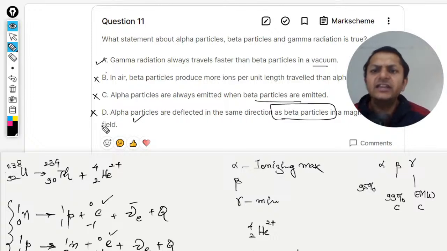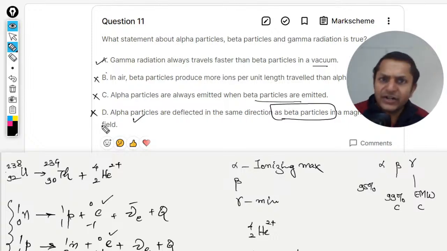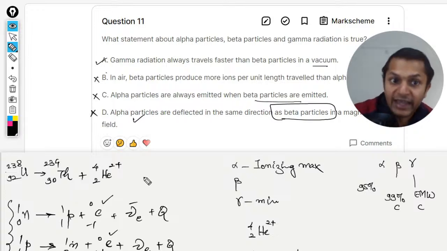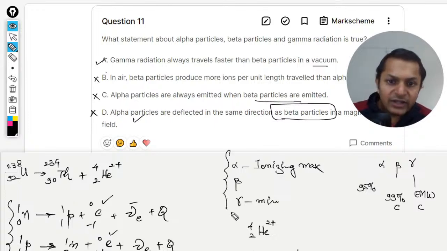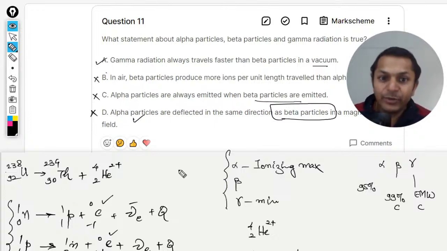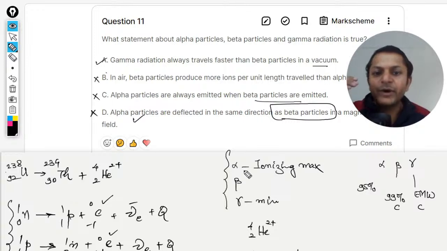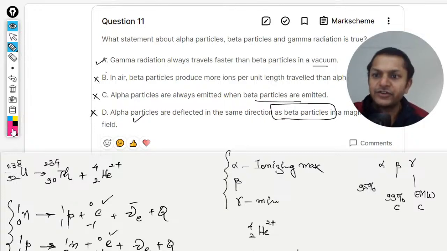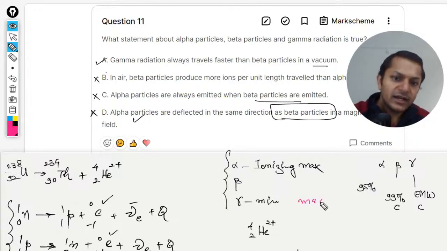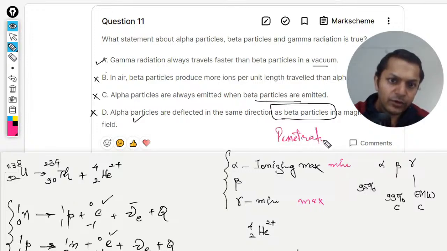So overall, we can treat D as partially correct and partially incorrect. So D is wrong, and definitely the answer is A. So this is the explanation for all of these things. Along with the ionizing power, we must talk about the penetrating power. Ionizing power is maximum for alpha. As far as penetrating power is concerned, gamma is max, and alpha is minimum.